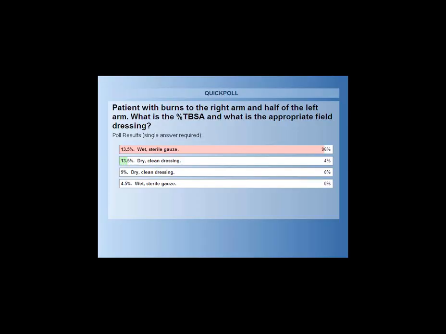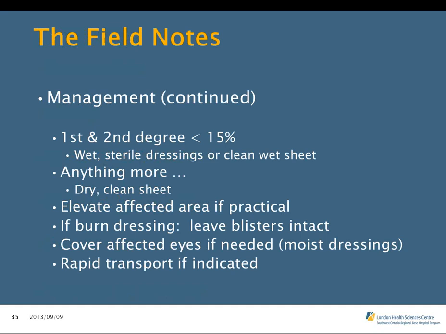So it looks like 96% say 13.5% and wet sterile gauze. Okay, great. So that is the correct answer. That's based on our discussion of the TBSA previously in earlier slides, as well as the BLS manual outlining how we should treat those burns, which, if we go back a couple slides again, basically says in summary: anything less than 15%, first and second degrees, wet sterile dressings or a clean wet sheet. Anything more than that, we're looking at a dry clean dressing or a dry clean sheet.